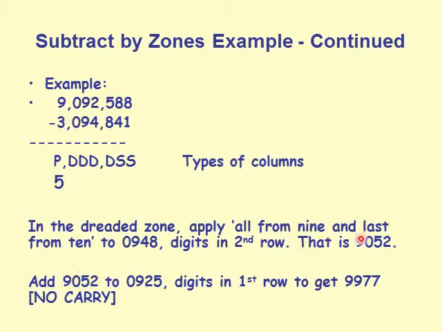Okay, what do we do now? Add the 9052 we just obtained to the 4 digits in the first row in the same positions, the corresponding 4 digits. We're going to add 9052 plus 0925. We'll do it left to right. There are going to be no carries, they're guaranteed here. 9 plus 0 is 9. 0 plus 9 is 9. 5 plus 2 is 7 here. Another 5 plus 2, 7. So the last 4 digits of the answer are 9977. Let's continue.